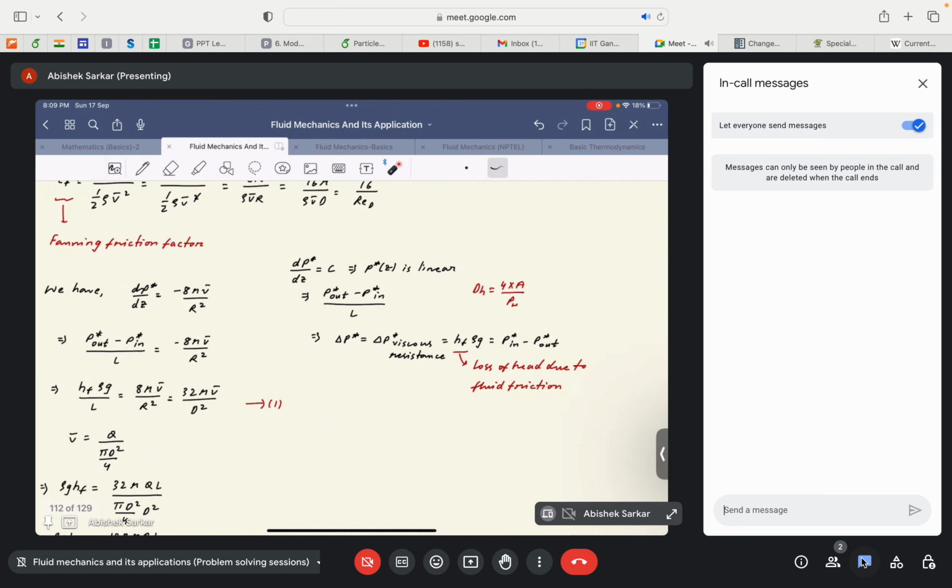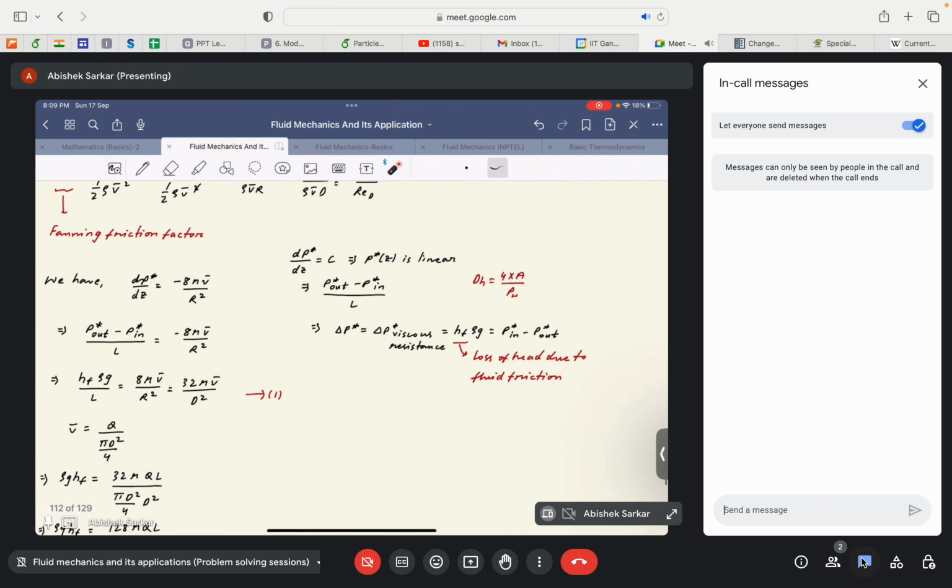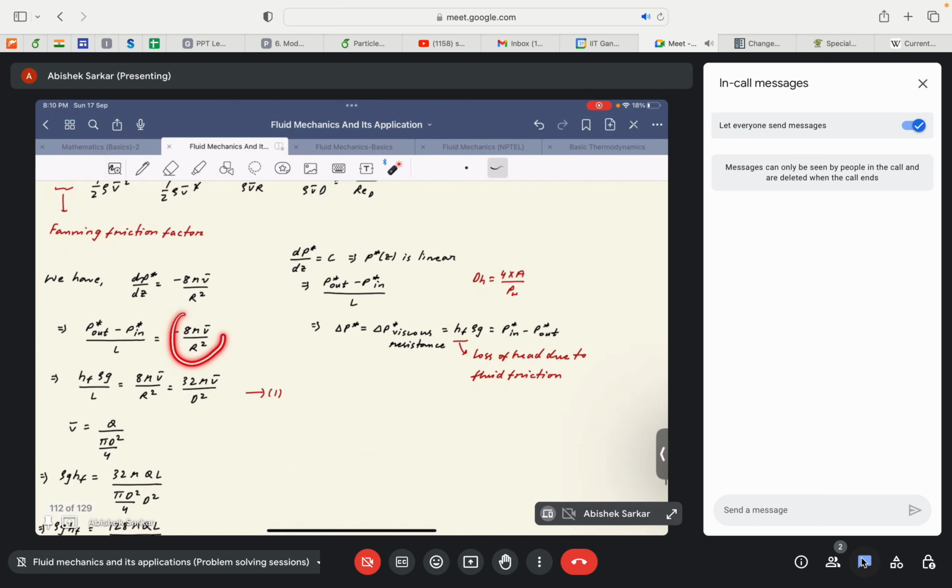So since we can write this first order derivative as P star out minus P star in by L, we can write P star out minus P star in by L will be equal to 8 mu v bar by r square.